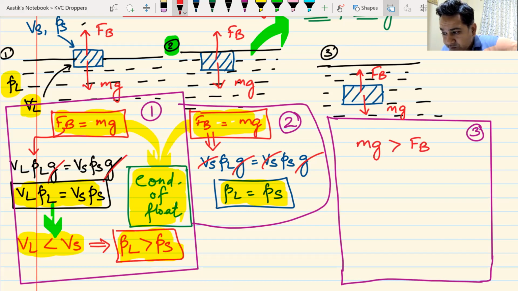So it will have a net force in the downward direction. Do we understand this? That net force in the downward direction can be called the apparent weight.